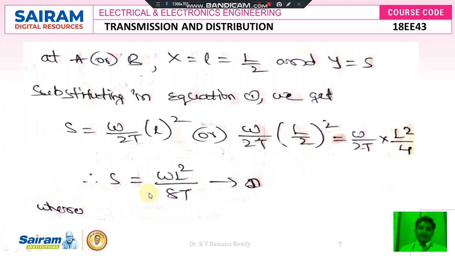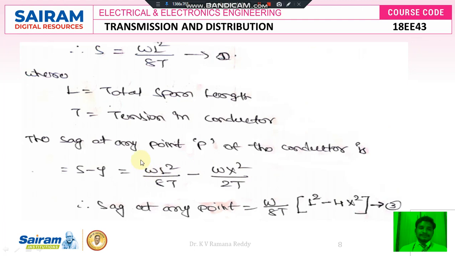totally the sag formula W L square by 8T, which is represented as equation number 2 here, where L is equal to total span length and capital T is nothing but tension in the conductor. The sag at any point P of the conductor is given by the difference of the two equations, that is S minus Y. S we already know is W L square by 8T minus Wx square divided by 2T. So if I take that 8T as common here, sag at any point is equal to W by 8T of L square minus 4x square.